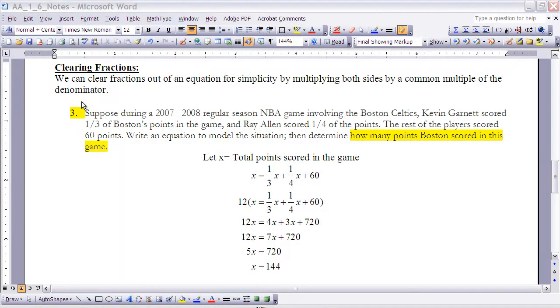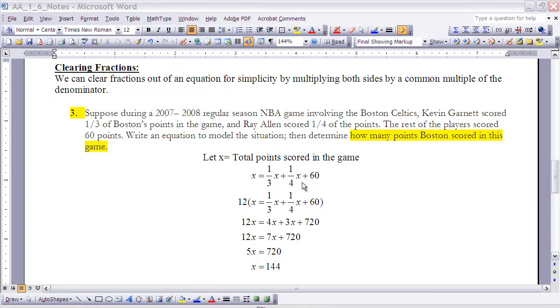Okay. Well, I have highlighted here how many points Boston scored in this game. The reason why I did that is because that's what I'm trying to find, so that's what I'm going to let my variable equal. So if I let x equal the total points scored in the game, then I can say the total points scored in the game, x, is equal to, well, 1/3 of them were scored by Kevin Garnett. So this is Kevin Garnett's share. 1/4 of them was scored by Ray Allen. So this is Ray Allen's share of the points. And this 60 represents all the other players and what they scored. Okay, so now I have an equation in which I only have one variable x.